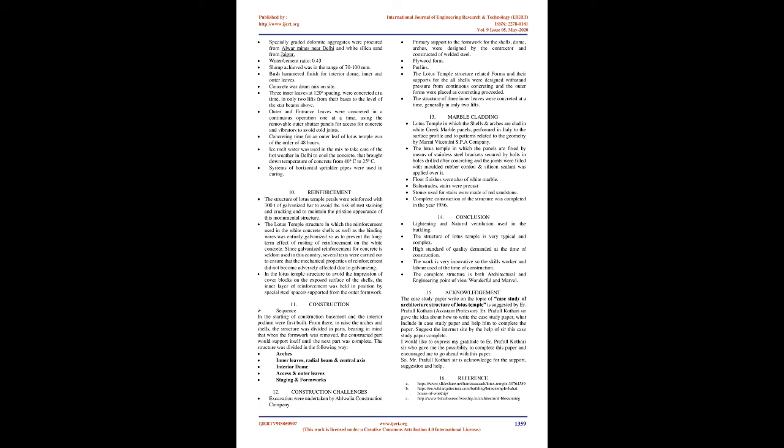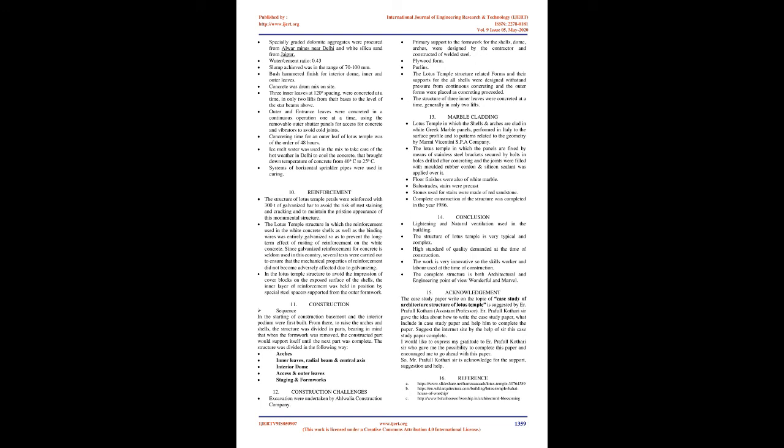Bush-hammered finish for interior dome, inner and outer leaves. Concrete was drum mixed on site. 3 inner leaves at 120 degrees spacing were concreted at a time, in only 2 lifts from their bases to the level of the star beams above. Outer and entrance leaves were concreted in a continuous operation one at a time, using the removable outer shutter panels for access for concrete and vibrators to avoid cold joints.